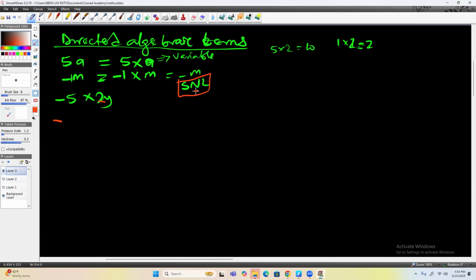You now go to number next. 5 times 2 is 10. Then we don't have any letter here to multiply, so we now multiply by y to it. Okay? So this is your answer.